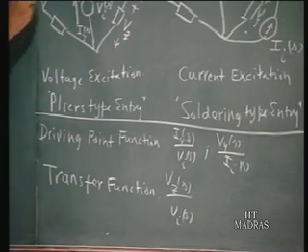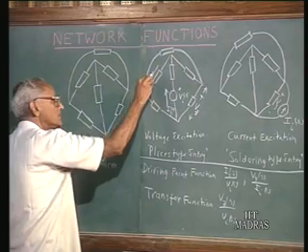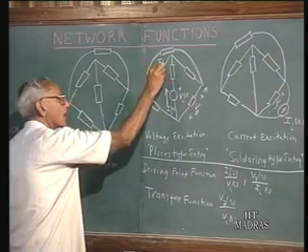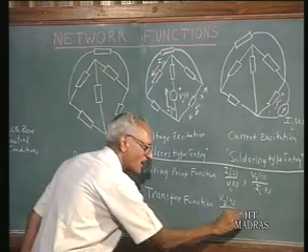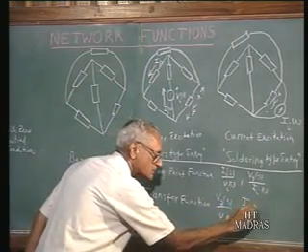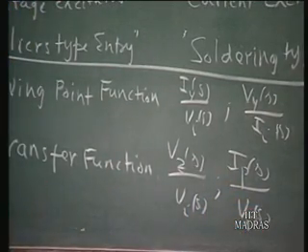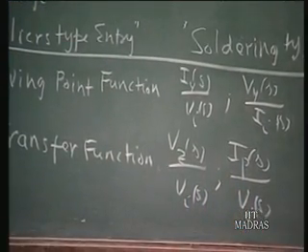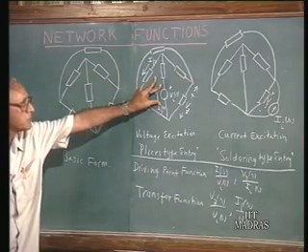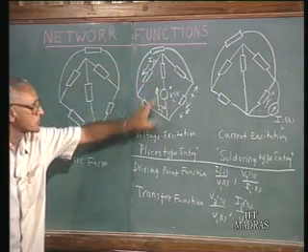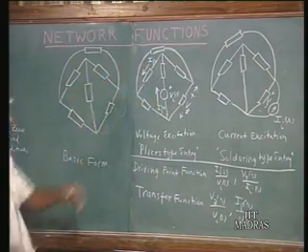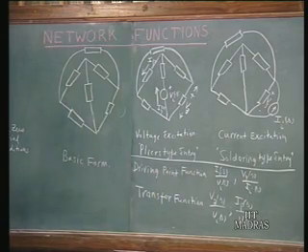Let me say that if I measure the current here, Ip, then Ip(s) divided by Vi(s) is also a transfer function, because the current is measured in a different branch than the branch in which the voltage is introduced. The terminal pair associated with the voltage source is different from the terminal pair which is associated with the current Ip.